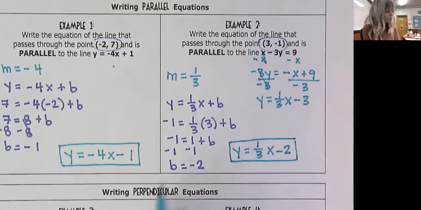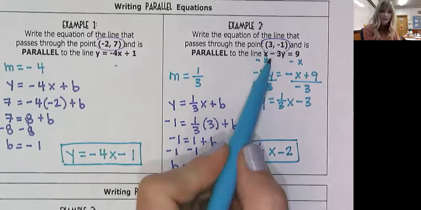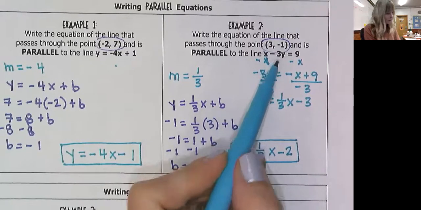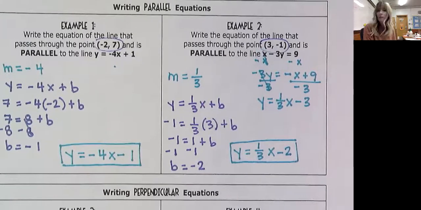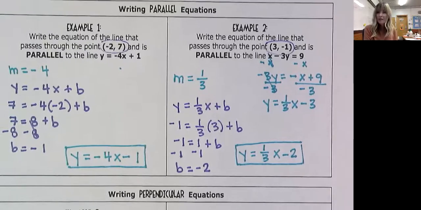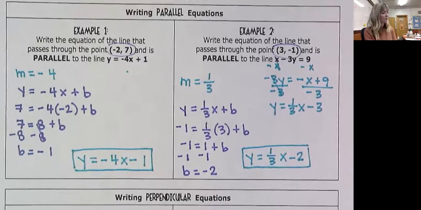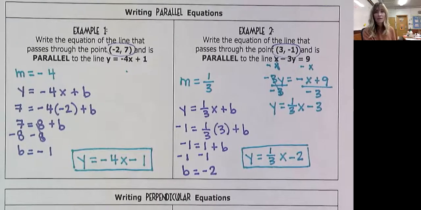This equation is parallel to the one they gave me, but it passes through (3, negative 1), which is why I ended up with a different y-intercept. So for today, for this extension on this standard, you need to be able to write equations that are parallel to a given equation but pass through a different point.